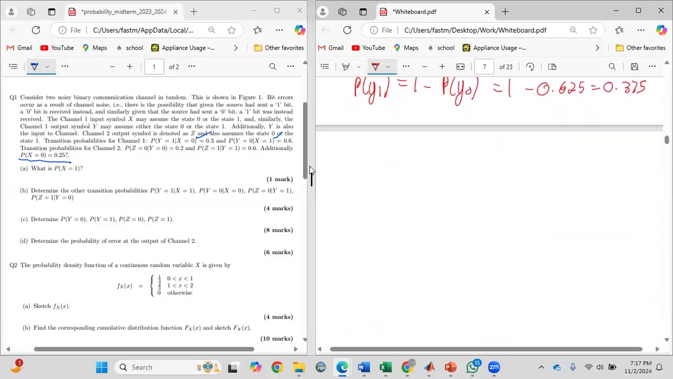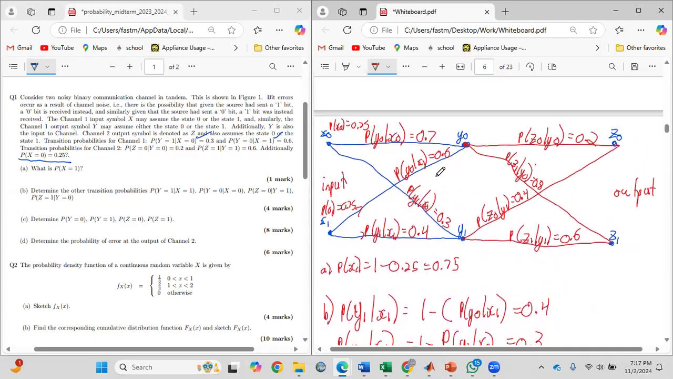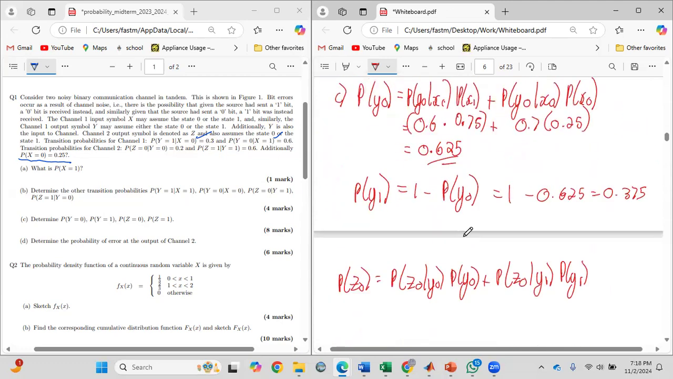Now the probability of z0 will be the same thing. It'll be the probability of z0 given that you send y0 by the probability of y0, plus the probability of z0 given that you send y1 by the probability of y1. Remember, you're just adding up the sum of the lines that are coming in. So for z0, the lines are coming in with the probability of z0 given y0 by the probability of y0, plus the probability of z0 given y1 by the probability of y1, which you already calculated before.